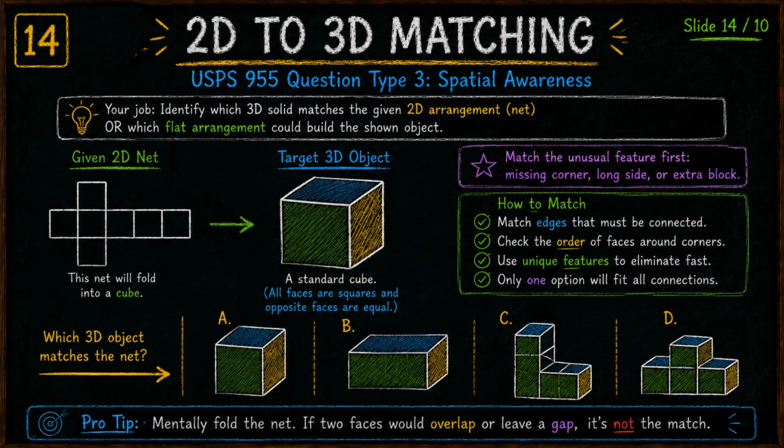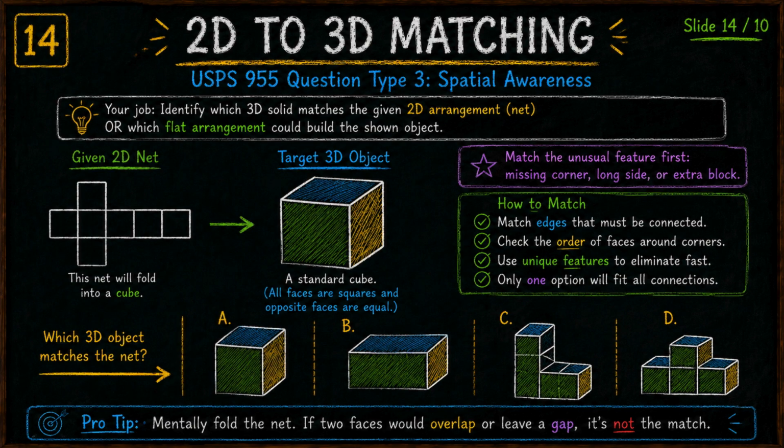2D to 3D matching asks you to connect a flat drawing with a solid object. Sometimes you are given a 2D net and asked which 3D object it forms. Other times you are given a 3D object and asked which flat pattern could build it. The main skill is connection logic. Which edges must connect? Which faces must touch? Which faces must wrap around the same corner? Which features must stay together?